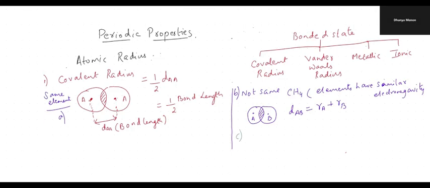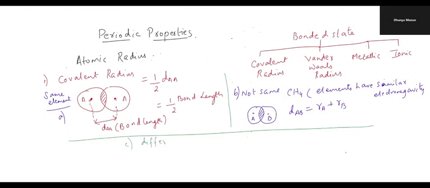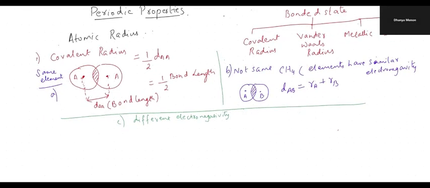where the electronegativity is different. So I have different electronegativity. Just to drop this part and make some space for C, where they have very different electronegativity. That means one atom can pull the electron cloud towards itself. Like HCl, hydrogen chloride. Chlorine is more electronegative, so it can pull the electron cloud of hydrogen towards itself.